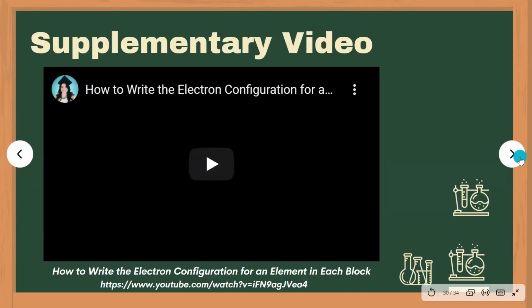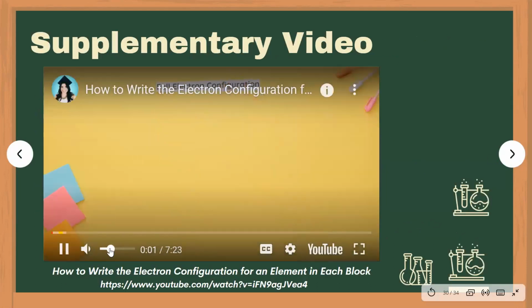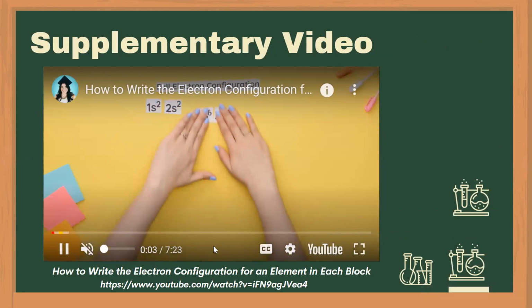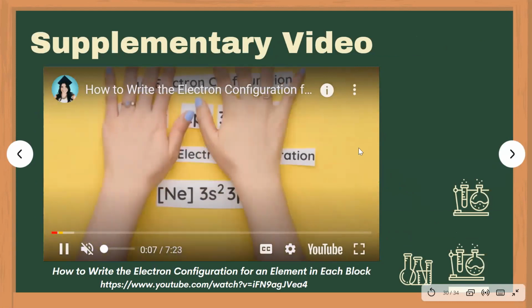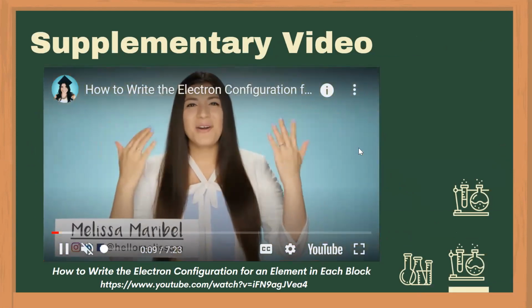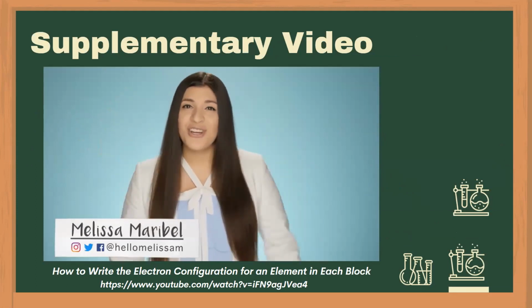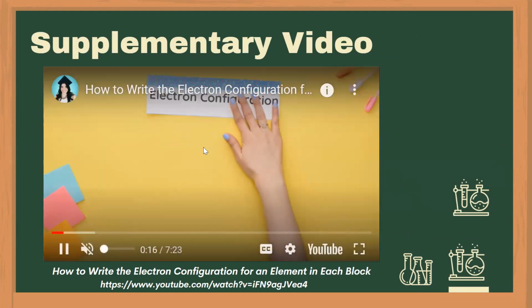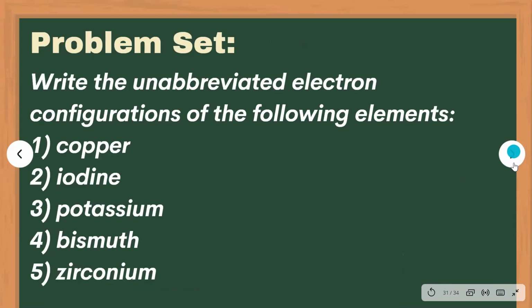Also, this is a supplementary video wherein you can write electronic configuration for an element in each block. As we can see here, you have the full electron configuration and the condensed electron configuration, and this can help you in writing the following. All right. So just click the link below for you to know how to write electronic configuration in each block.